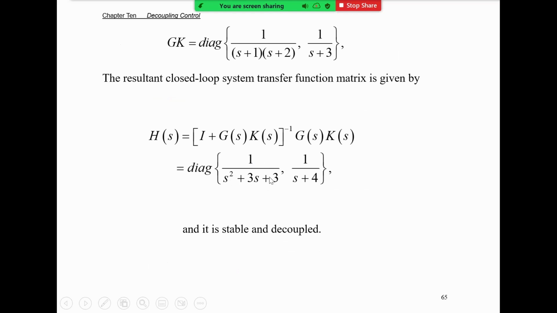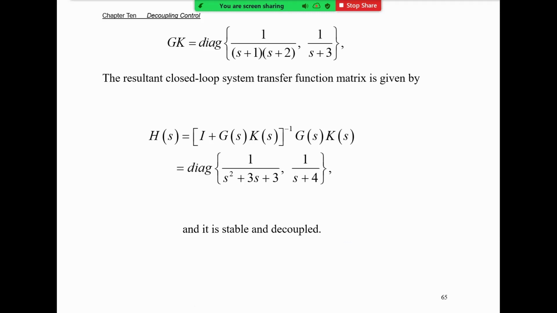If you look at this second order system, as long as those two are positive numbers, it's guaranteed stable. Here we have a plus minus 4. So there is no problem. It's decoupled and the closed loop is stable. Okay.